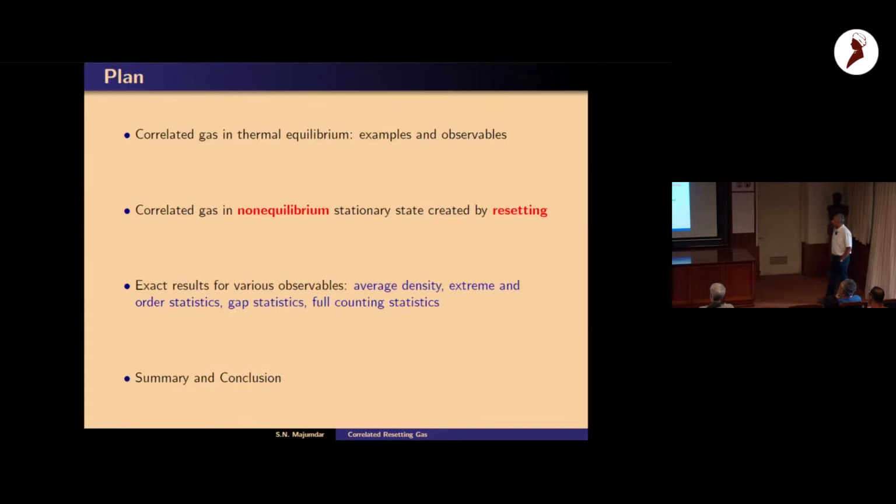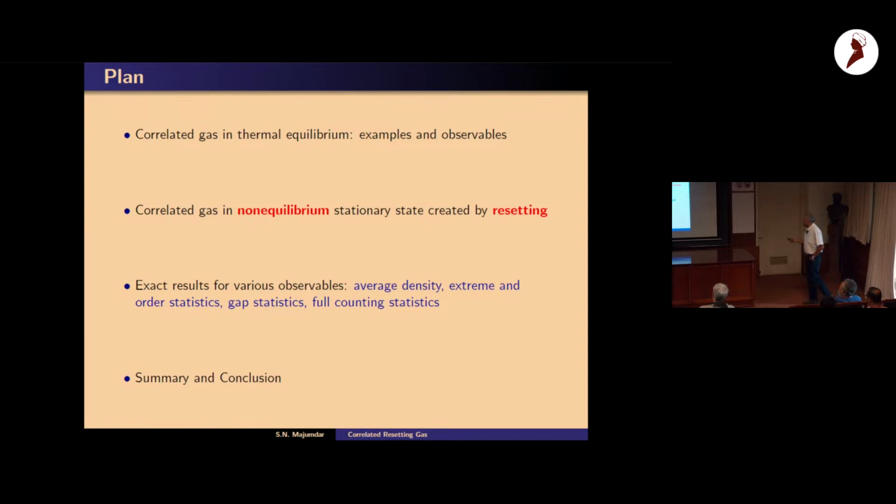All right, so here is the outline of my talk. I'll start by giving an overview of a correlated gas in thermal equilibrium, with several examples and observables. This will be the first part of the talk. Then I'll talk about the correlated gas in a situation which is out of equilibrium and in a stationary state. This out-of-equilibrium stationary state is induced by stochastic resetting, and I'll explain what I mean by that. Even though this is a system of strongly correlated variables, you can actually calculate various observables exactly: for instance, the average density of the gas, extreme value statistics, order statistics, spacing between the particles, full counting statistics, and so on. I'll define all of them as I go along. Then I'll conclude with a summary.